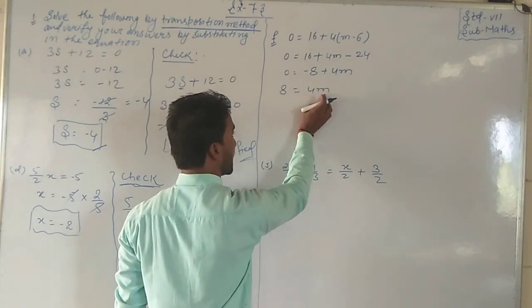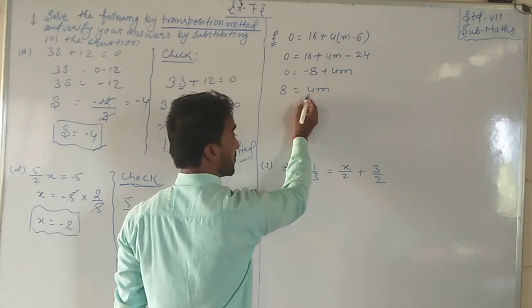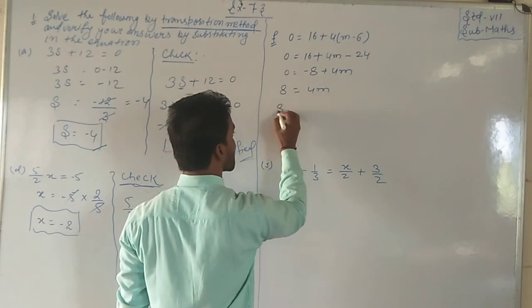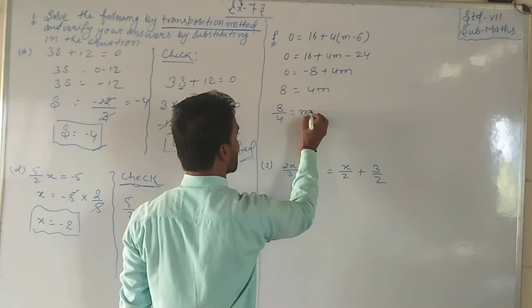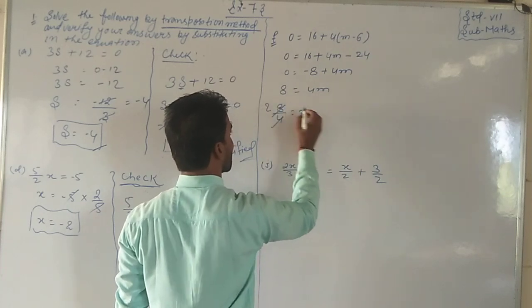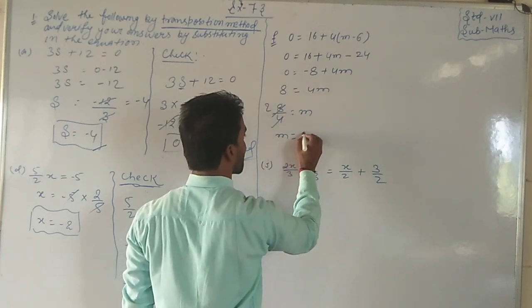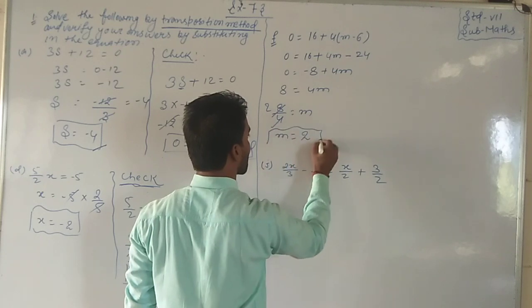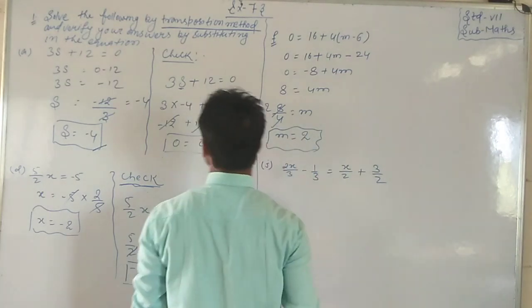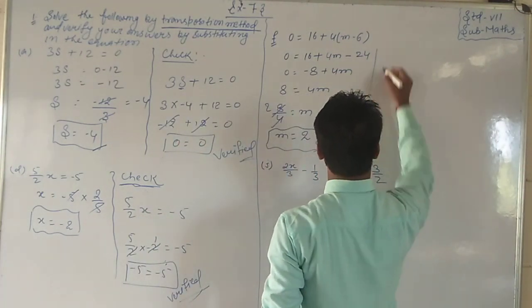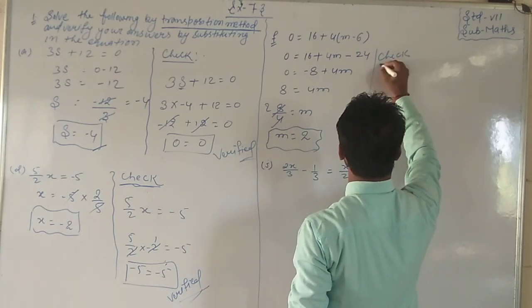Students, we can see 4m, both are in multiplication, so the constant value will come to this side. It means 8 by 4 is equal to m. m is equal to 2. Students, what have we calculated? m is equal to 2. Now, how can we check? So, we can check it.